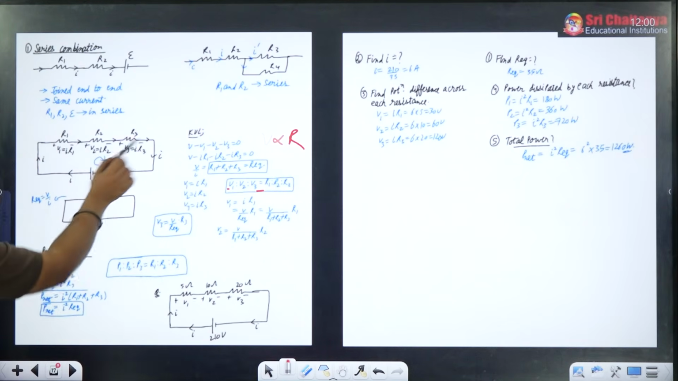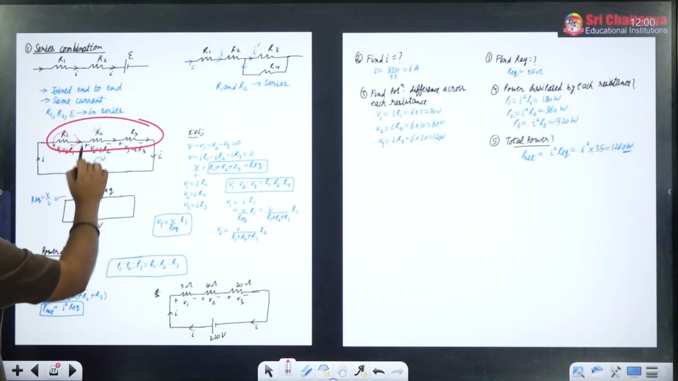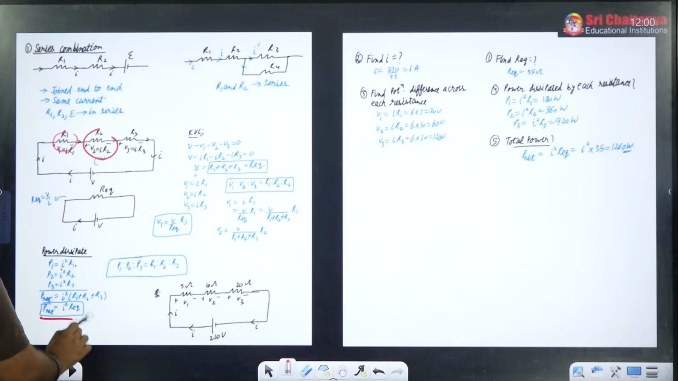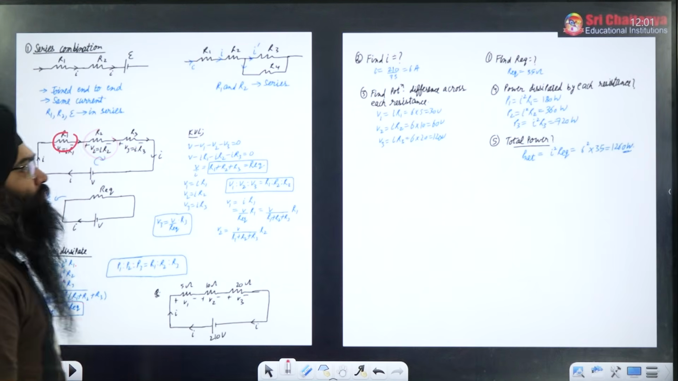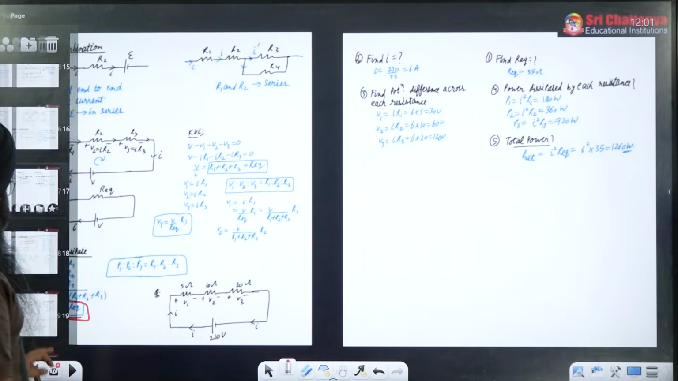One more thing, what will be the power dissipated in these resistors? The power dissipated will be I square R1 for this. For the next it will be I square R2 and like this. So net power will be I square into R equivalent. So this is basically the concept of series combination which you have to remember.